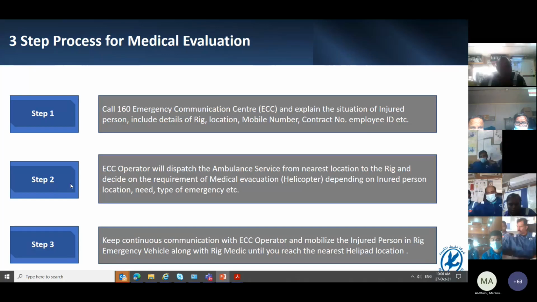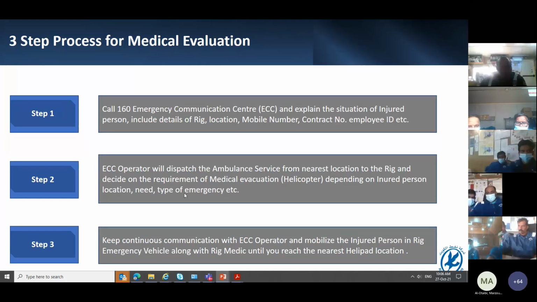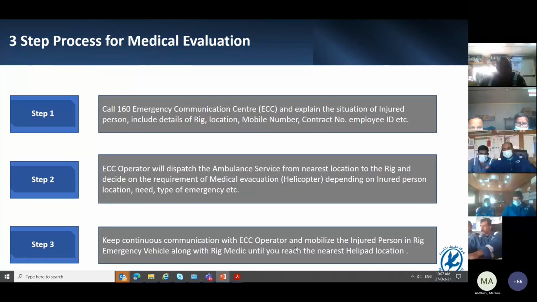In step 2, the ECC operator will dispatch ambulance service to the nearest location to the rig and decide on the requirement of the medical evacuation depending on the injured person's location, need, and type of emergency. For step 3, it's very important to keep continuous communication with the ECC operators to mobilize the injured person in the rig emergency vehicle along with the rig medic until they reach the nearest helipad location.